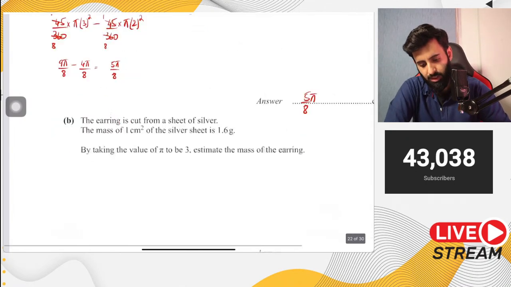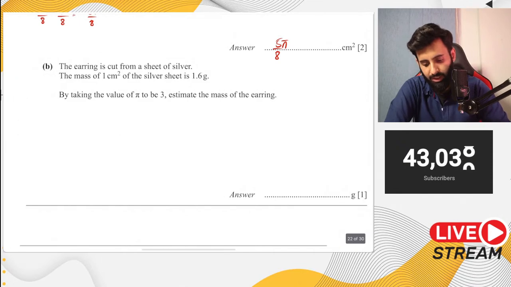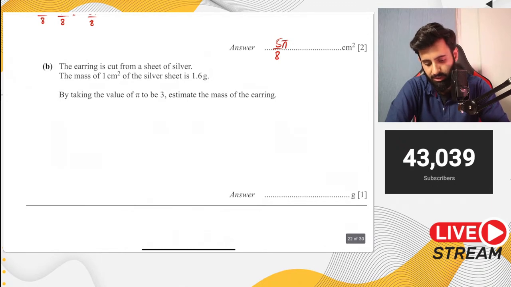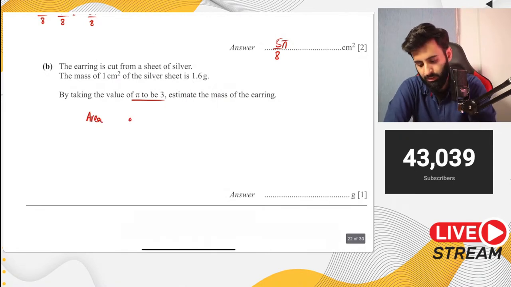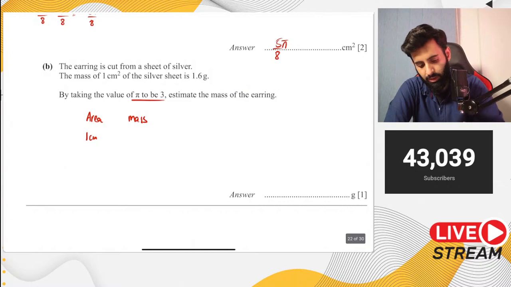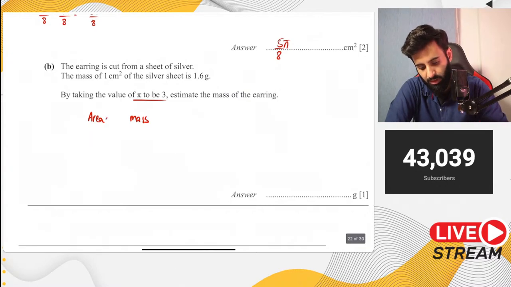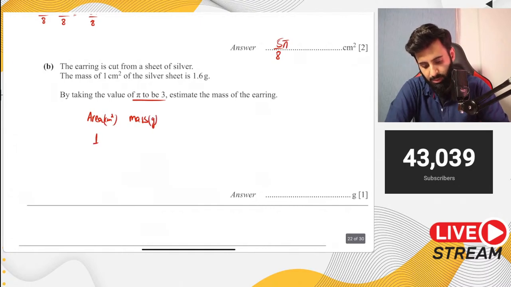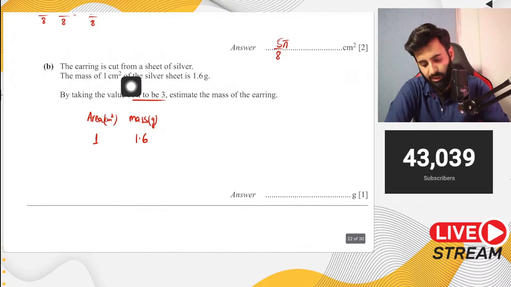Then it says, the earring is cut from a sheet of silver. The mass of 1 cm² of the silver sheet is 1.6 grams. By taking pi to be 3, estimate the mass of the earring. Okay. So basically, we have a formula. We know that 1 cm² is equal to 1.6 gram. So 1 cm² is area and 1.6 grams is the mass. Anything that's 1 cm² has a mass of 1.6 gram, if you're using this sheet of silver that the question has mentioned.